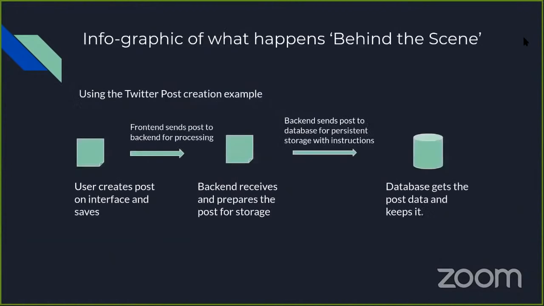So things like this are things you would go in depth more to learn about while the program moves on. So this is a quick infographic using a Twitter post as an example for you to understand what actually happens. I have a representation here on the left that explains that a user is trying to create posts on the interface. So the user creates the post and saves it. So what happens? The front end sends that post information to the backend for processing. The backend receives the post.